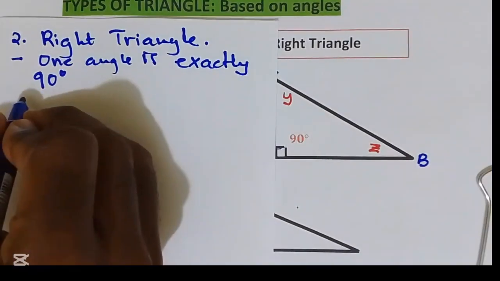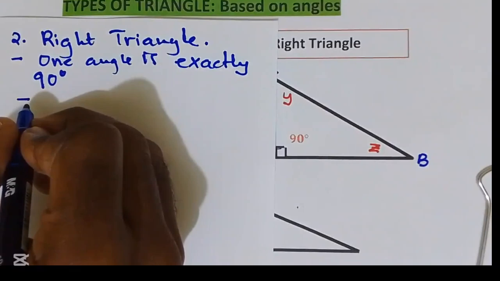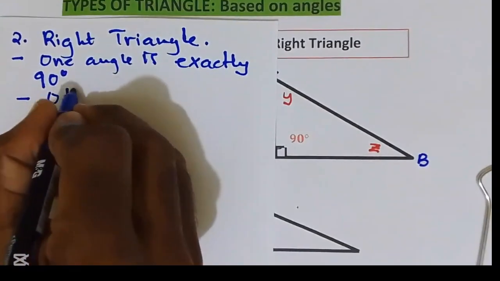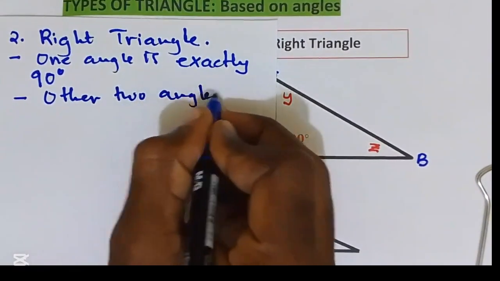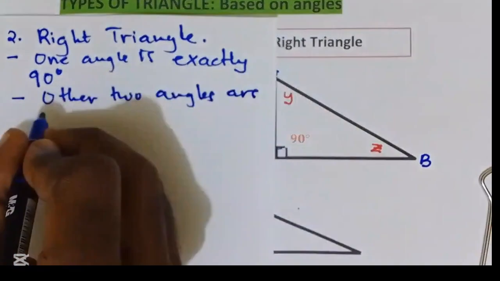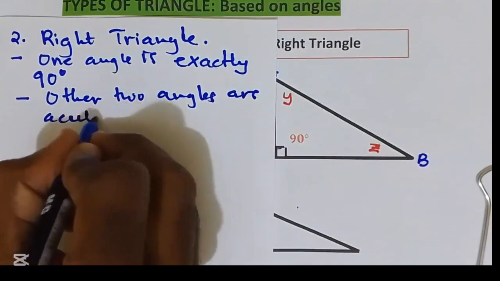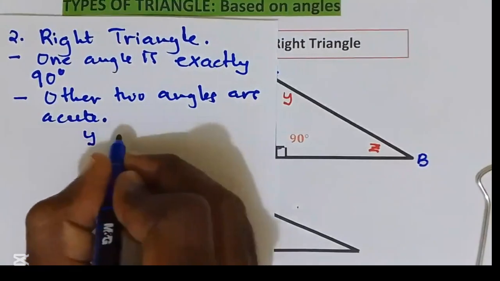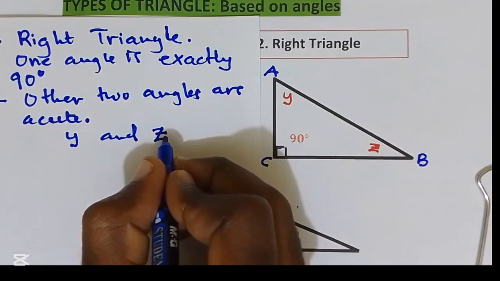Let us move to the second characteristic. The other two angles are acute angles. That is angle Y and angle Z. These are acute angles.